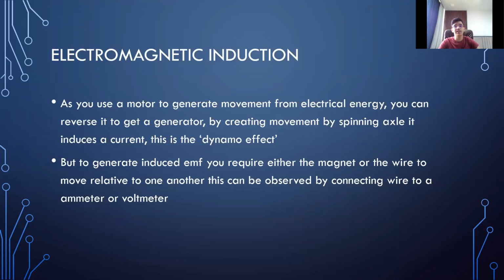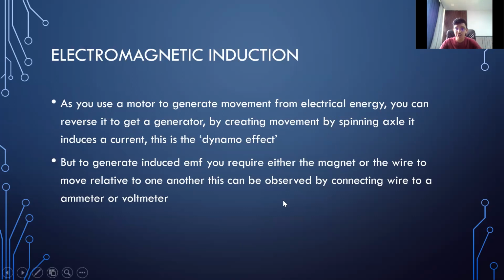So, electromagnetic induction. This is another concept that you need to know for your IGCSEs. You use a motor to generate movement from electrical energy. You can reverse it to get a generator by creating movement, spinning an axle which has a coil in a magnetic field, which induces a different kind of current. This is called the dynamo effect. It induces an EMF. EMF is the electromotive force, and it is measured in volts.